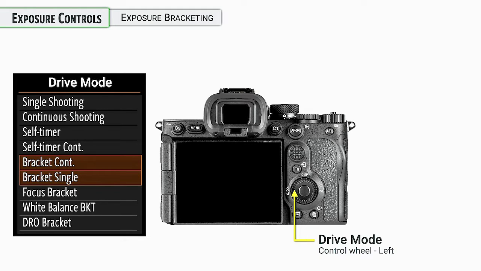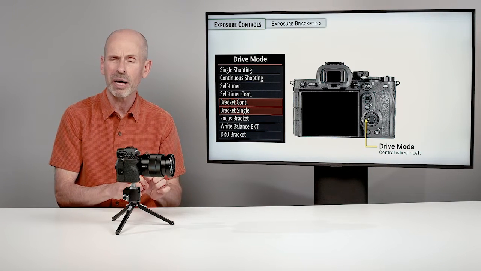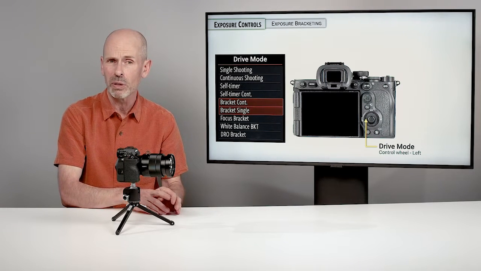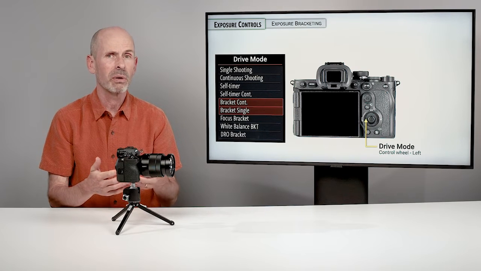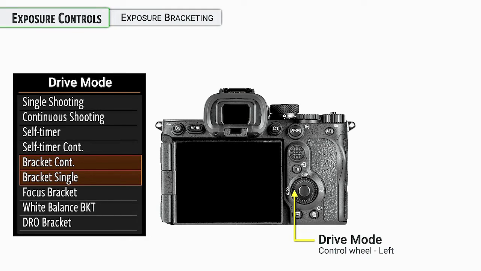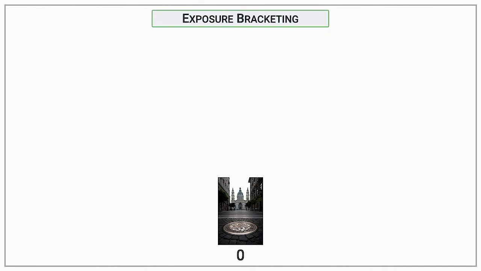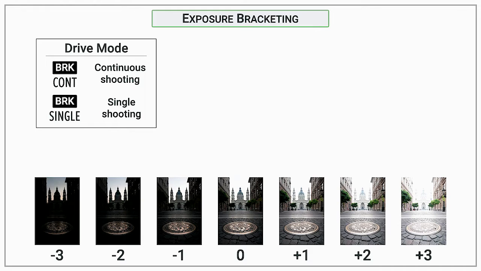Now, the way you access this is through the drive mode. So by pressing the drive button, you're going to have all the different drive features. A lot of this we'll talk about in another section called Capture Controls. But there's a couple of them that are really designed for dealing with the exposure, and that is bracketing continuous and bracketing single. So when you dive into this particular mode, the idea is the camera is going to shoot through a number of images, and there's a wide variety of images that you can choose from that are of different exposures.